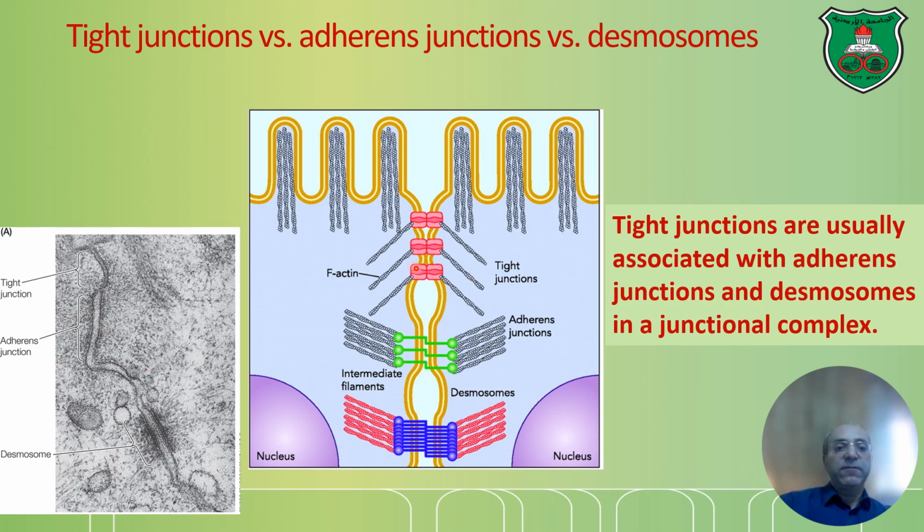So you have, again, the tight junction. That's the illustration, tight junction. You have adherens junction, actin filaments. You have the desmosomes, intermediate filaments. Okay, so usually you have these associated together.